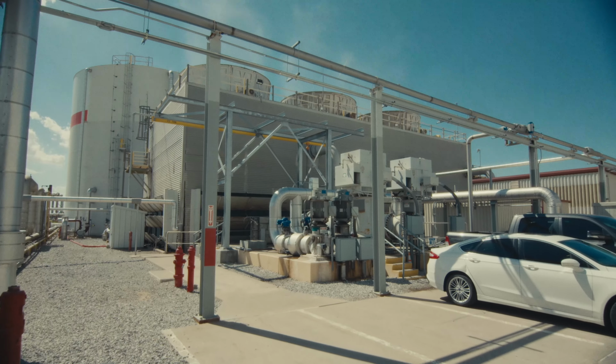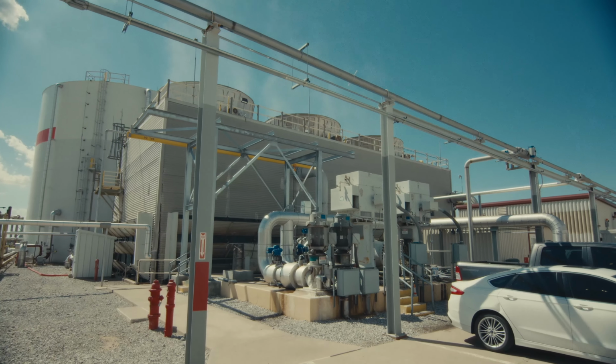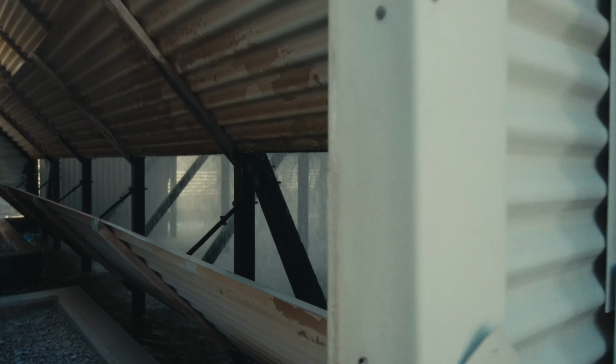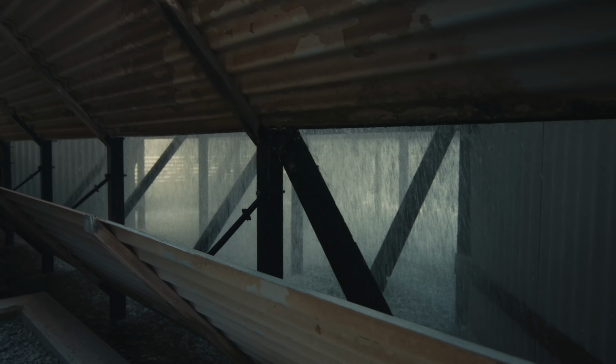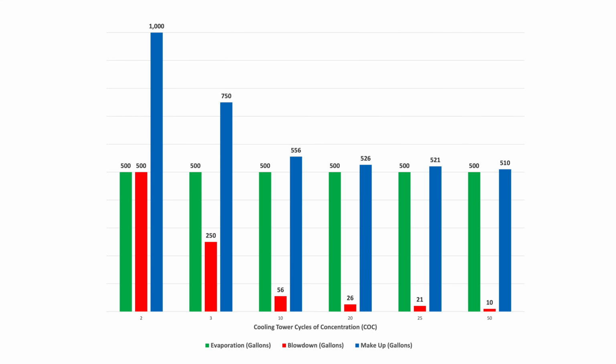Now remember that evaporation is constant because of the heat load on the system. So the way for us to save water is by minimizing the amount of blowdown. We do this by increasing cycles of concentration. Notice that each increased cycle of concentration leads to diminishing returns. We save a lot of water going from 2 cycles, or 50% blowdown, to 3 cycles, or 33% blowdown. But we save less going from 10 cycles, or 10% blowdown, to 20 cycles, which is 5% blowdown.